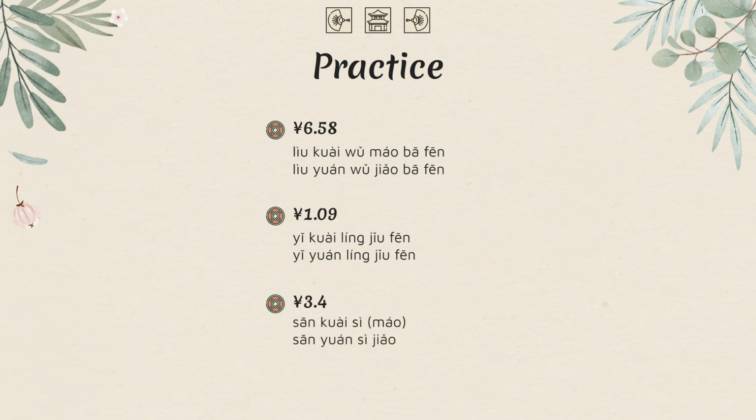3块4毛 or 3元4角. When you're using the casual way of saying it, 3块4毛, you can actually drop the 毛 at the end if there's nothing on the cent, which in this case, we can do that. So 3块4. It's an even more casual way of saying 3块4毛.